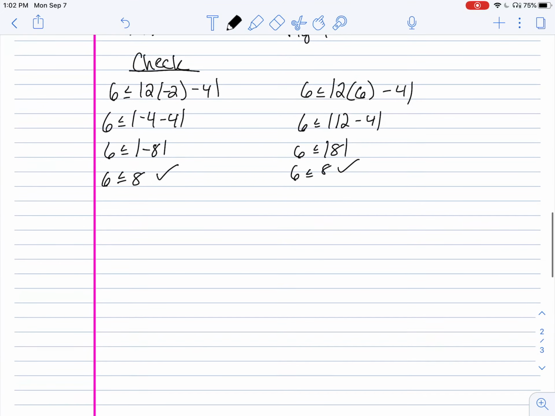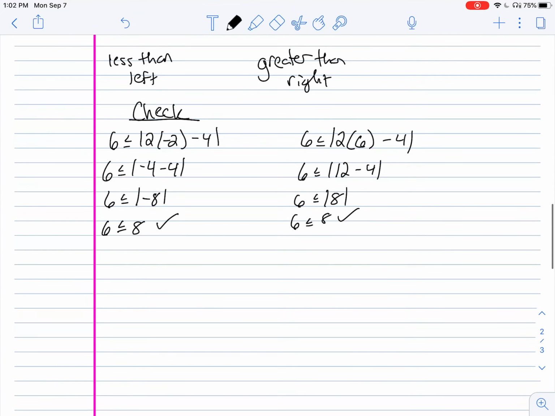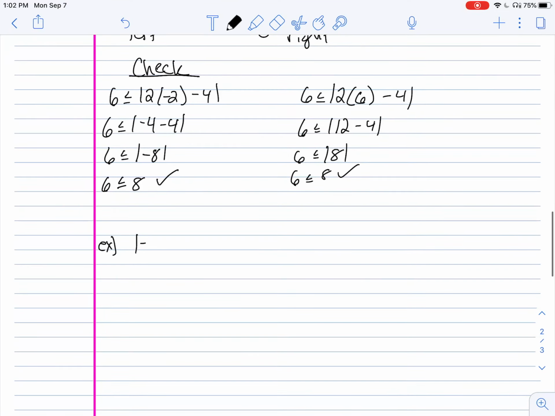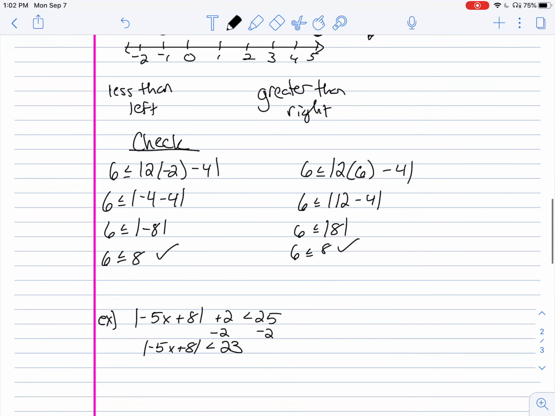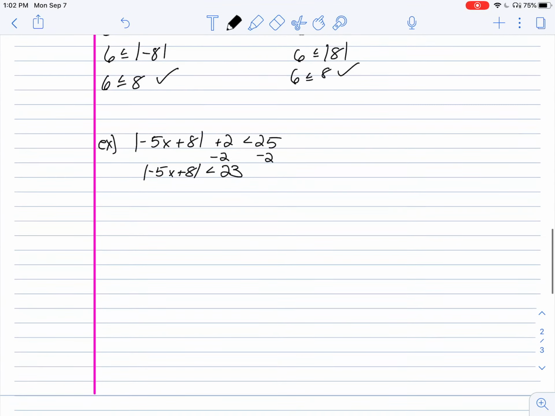So the same thing applies for absolute value inequalities as absolute value equations. If you have anything on the outside of your absolute value inequality, the first thing that you need to do is isolate. So for example, I have the absolute value of -5x plus 8 plus 2 is less than 25. My absolute value is not alone right now. I need to get rid of that plus 2. So before we rewrite anything, you need to isolate. So subtract 2 on both sides, and we get the absolute value of -5x plus 8 is less than 23. Now that it's isolated, you can go ahead and identify which type of inequality you have, rewrite it, and solve.